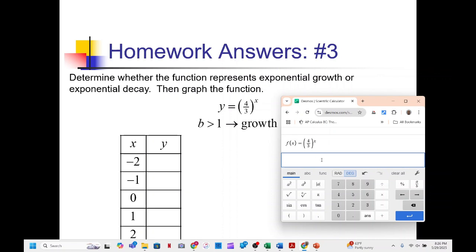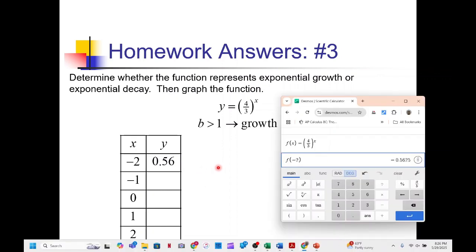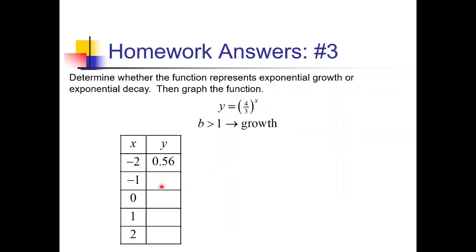And now let me just plug in a few things. So -2 comes out to about 0.56 and some change. If we plug in -1, well, that one I can do in my head. That's just 3 over 4, which is going to be 0.75 on the dot. Anything to the 0 is 1, so that's pretty easy. This is 4/3 to the 1, so that's just basically like 1.33.